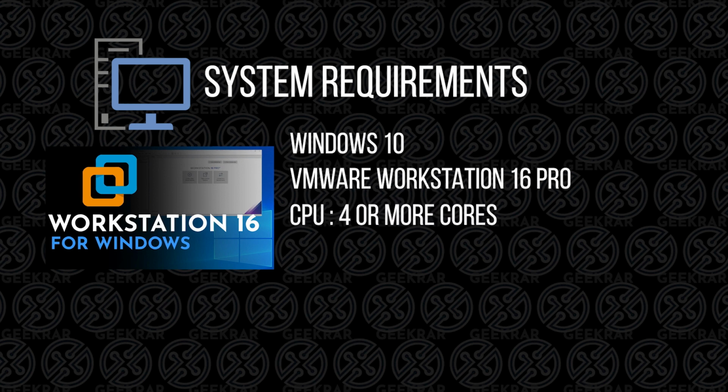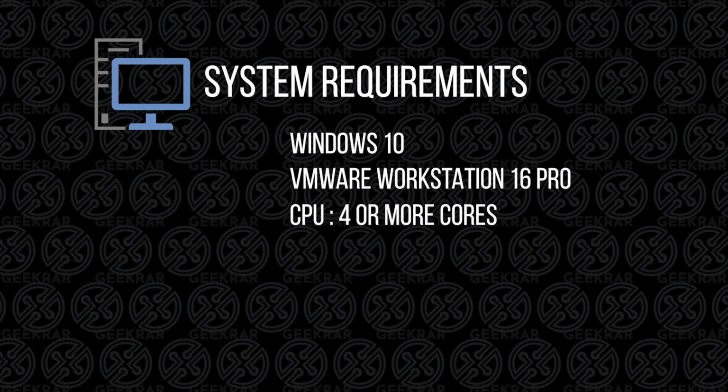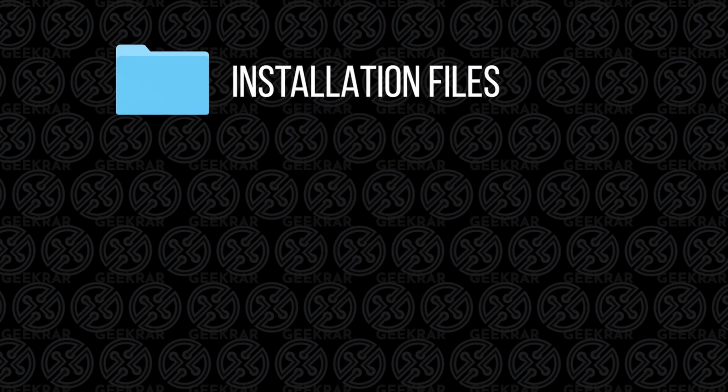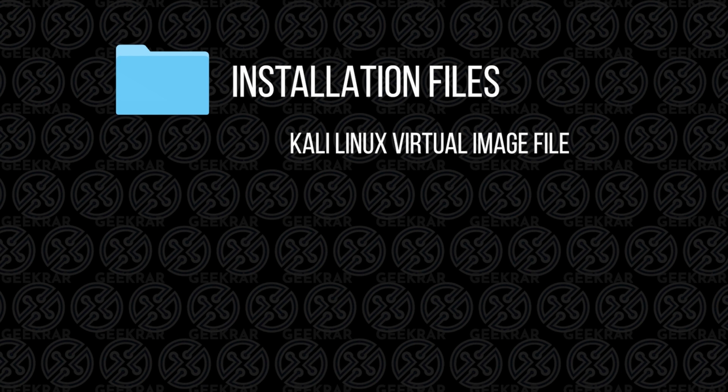Next, you'll need a CPU with 4 cores or more available. For RAM, 4 gigs is the minimum, but you're probably going to want to do 8. And for disk space, the minimum is 20 gigs. Now, 20 gigs actually is fine unless you're going to be installing a lot of applications, and in that case, you're going to want to increase it a bit. For files, the only thing you're going to need is to download the virtual image file directly from the Kali Linux website. I'm going to be downloading the 64-bit version, but if a 32-bit version suits you better, you can go ahead and do that.